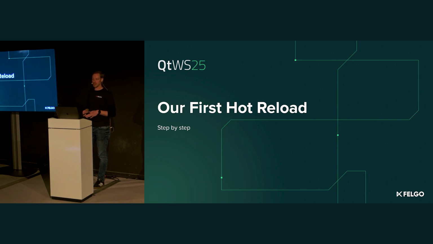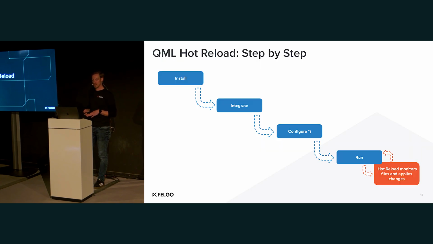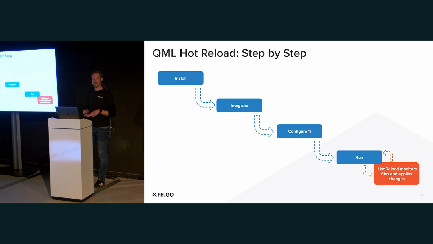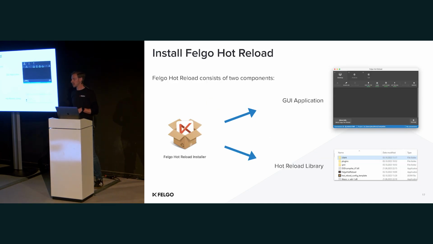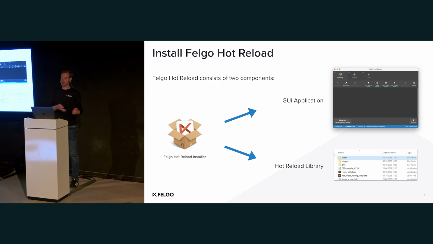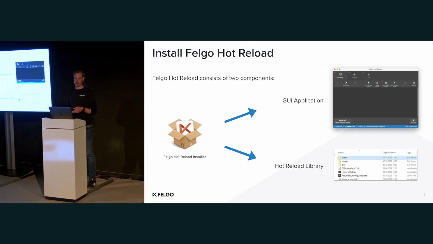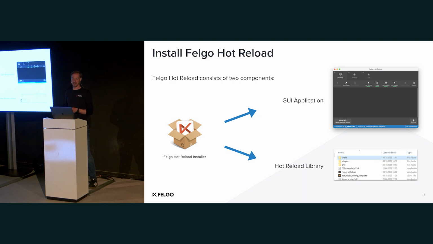So what's required to use Hot Reload? There are some steps in the beginning, and those are only a few steps. First of all, we need to install it, of course. Hot Reload comes with an installer, and you're installing two components. First, there's the Hot Reload GUI application. This one is installed on your local development machine, and it listens for your code changes in your IDE. It also connects your application with the Hot Reload mechanism. And you also install a Hot Reload library. This one gets linked to your actual application on your target device.